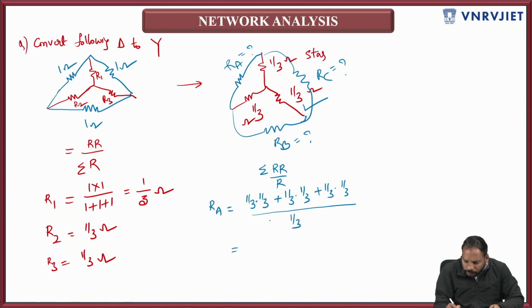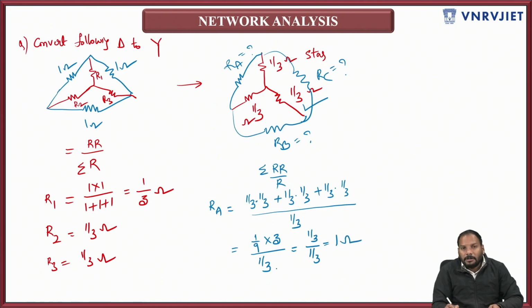Okay, that means you try to simplify this. So 1 by 3 into 1 by 3 is 1 by 9, three times, divided by 1 by 3. So 1 by 3 by 1 by 3, the answer is 1 ohm. So exactly we started with 1 ohm. So once again we come back to 1 ohm. Similarly you can calculate, you can prove that RB and RC are also equal to 1 ohm and 1 ohm.